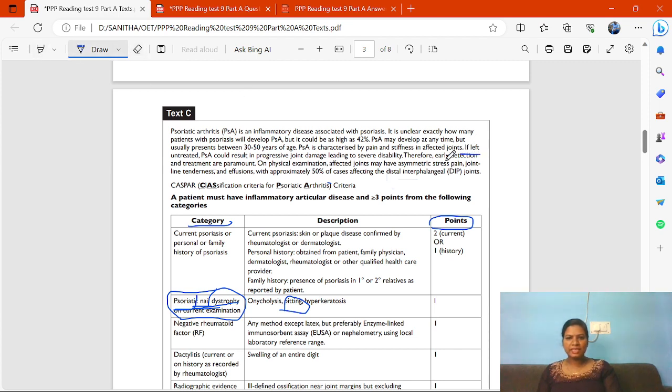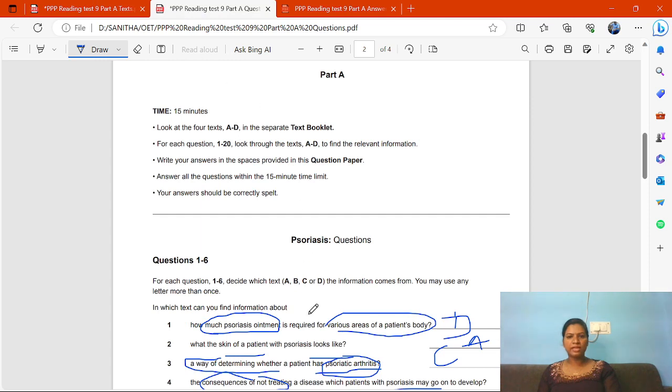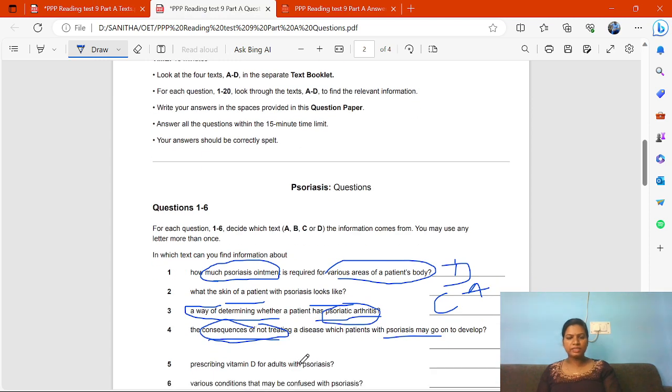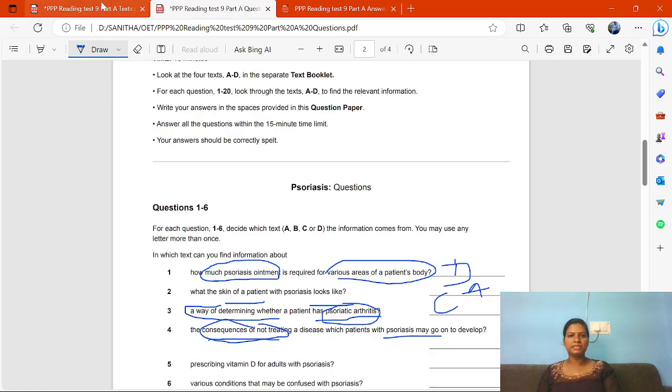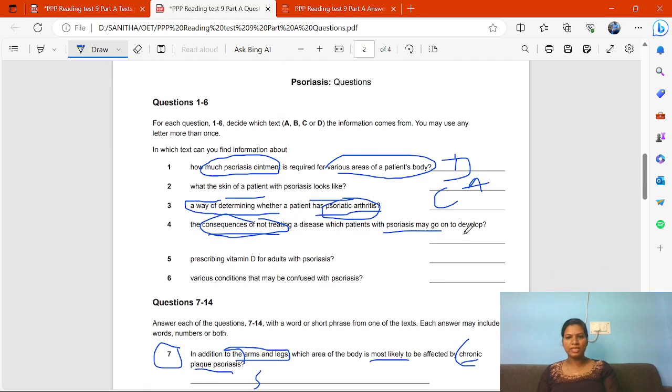If left untreated, PSA could result in progressive joint damage leading to severe disabilities. See, we got the point. What is the question they are asking? The consequence of not treating a disease which a patient with psoriasis may go on to develop. It is severe disability. That is the point. So what is the answer? Text C. Are you getting my point?